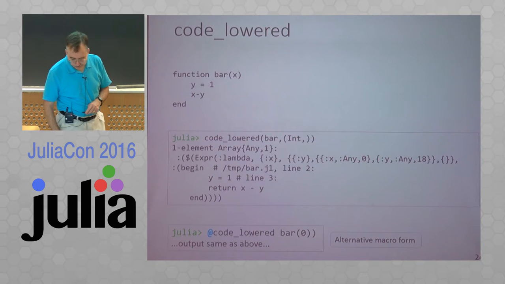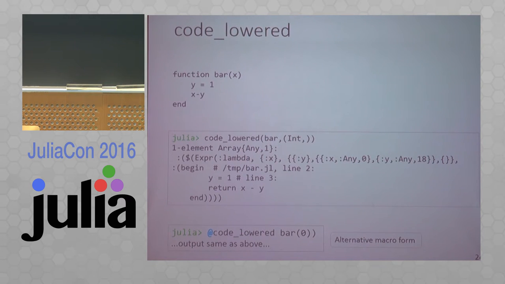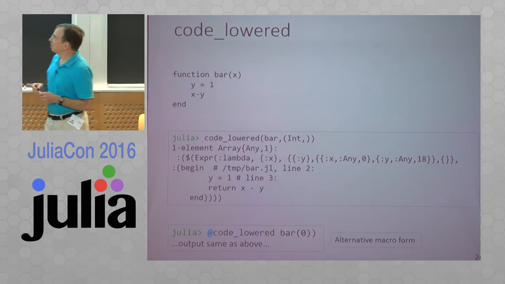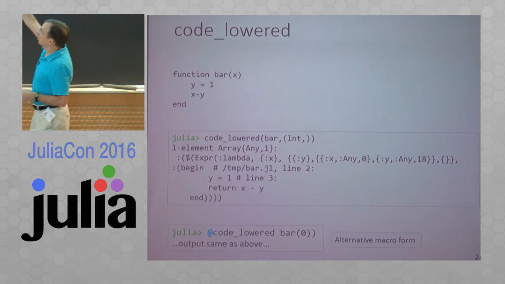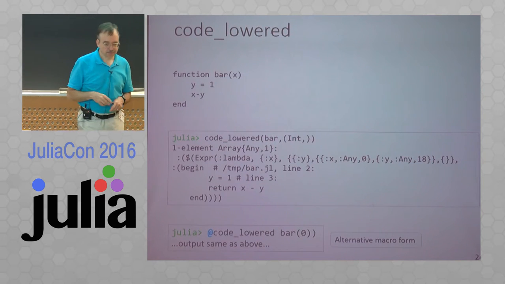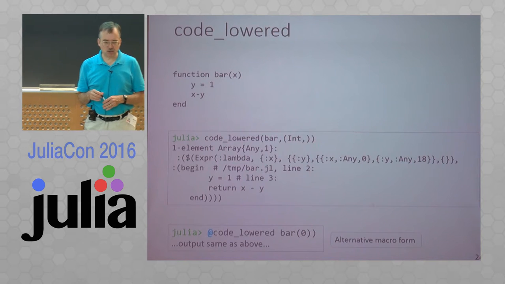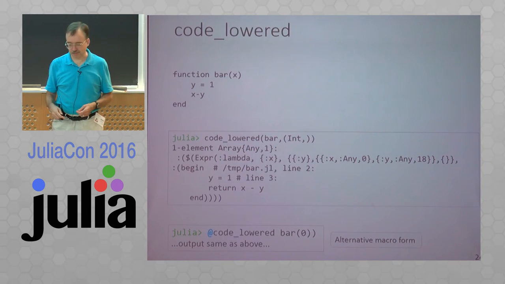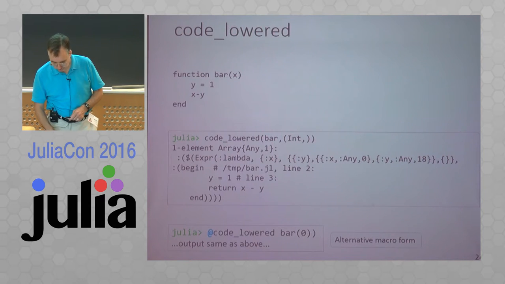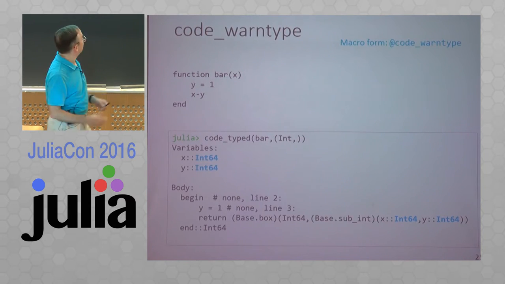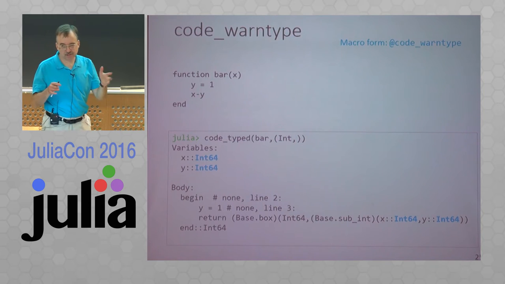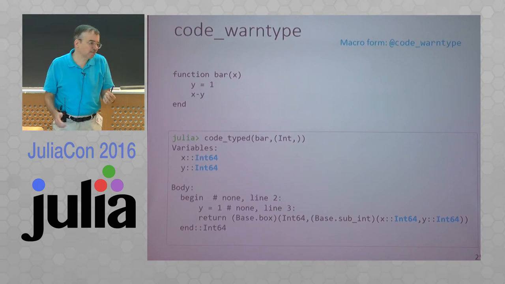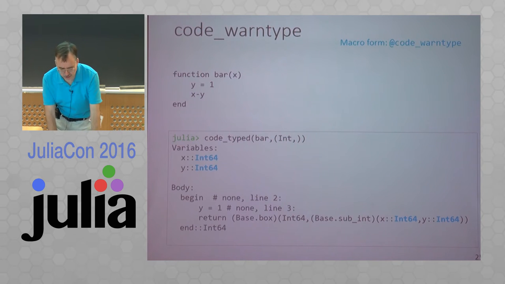Now, there's also an alternative syntax. For each of these dumping functions, there's a macro version that you hand an example call. So to use @code_lowered, I hand it bar of 0. And basically, it's just going to treat the 0 as, well, they want to see the call bar for an int type. So depending upon circumstance, the macro form with the actual argument or the other form with the types will be more convenient. I end up flip-flopping between the two, depending upon circumstance.